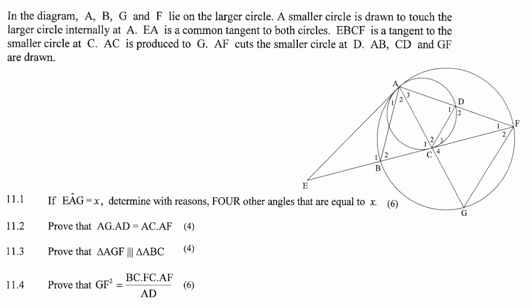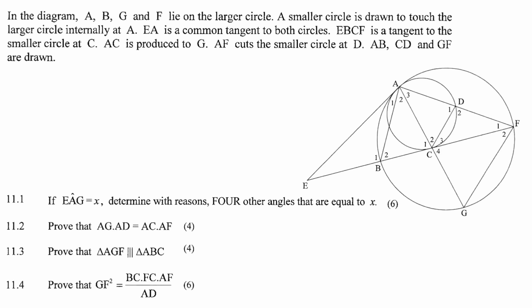In the diagram, A, B, G, F lie on the large circle. A smaller circle is drawn that touches the larger circle internally at A. EA is a common tangent. Okay, so here we have EA as a common tangent, so it means that it's a tangent to the big circle and the small circle.